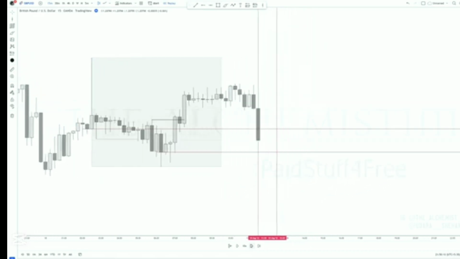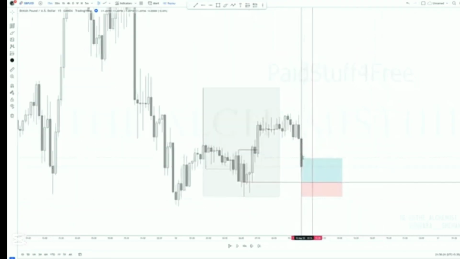Now I'm waiting for reactions. No reactions. See that? It's running straight through it. So now what am I doing? Buying it from the rejection block. Stop loss below the strong low, 3.4 pips. And I'm targeting these highs.